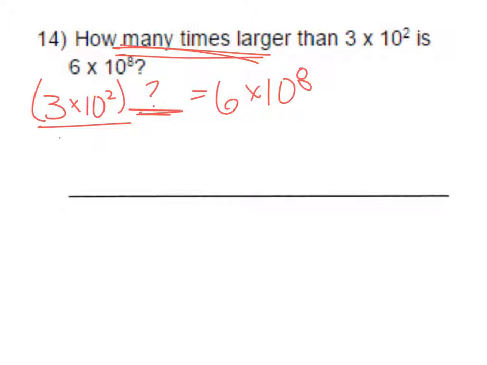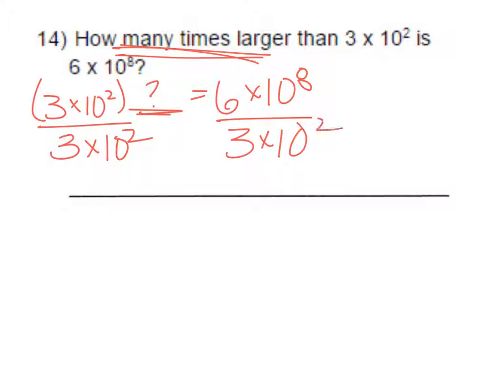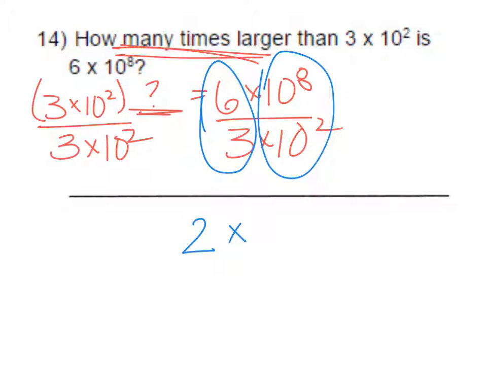So what we're going to want to do is divide. 6 times 10 to the 8th divided by 3 times 10 squared. So we're going to divide numbers by numbers and powers by powers. 6 divided by 3 gives me 2 times 10. I have 6 extra 10s in my numerator, so I'm going to have 10 to the 6th power.